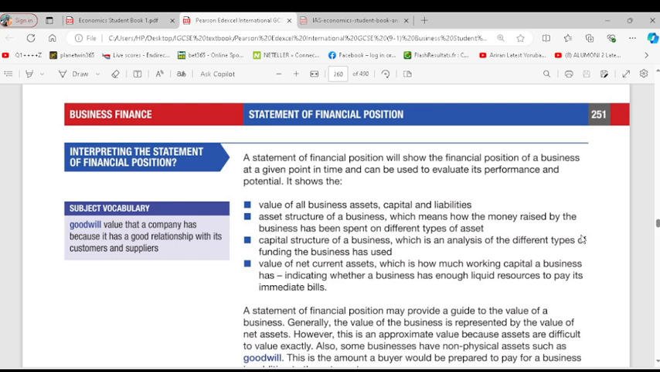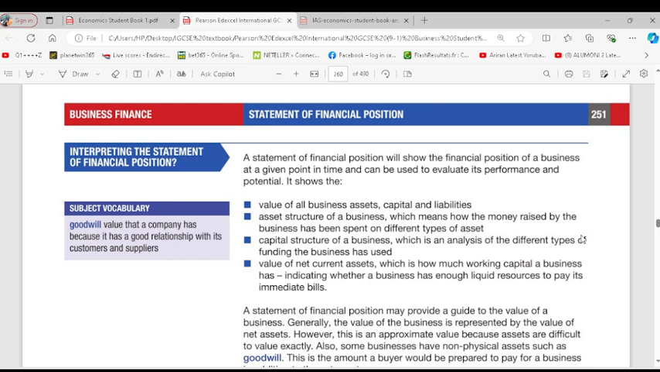So we call it asset structure, based on the fact that it measures how money is being spent on the purchase of long-term assets. That is what asset structure is. Then we have capital structure, which analyzes the different types of funding the business has used. With capital structure, we're talking about how we raised money to fund the business.